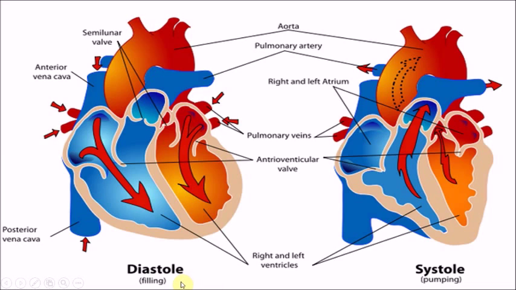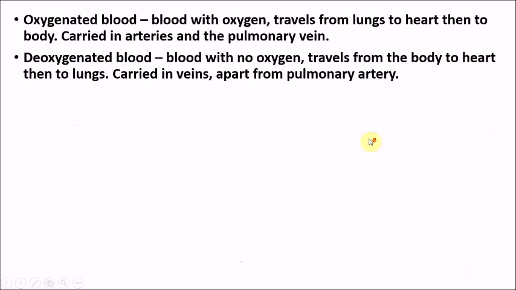Words here relate to whether the blood is filling and whether the blood is pumping. When it's filling, the blood will flow into the left atrium and then down to the left ventricle, and the same on this side into the right atrium and then the right ventricle. And then during systole, when it contracts, the blood is pumped out of the heart into the arteries.